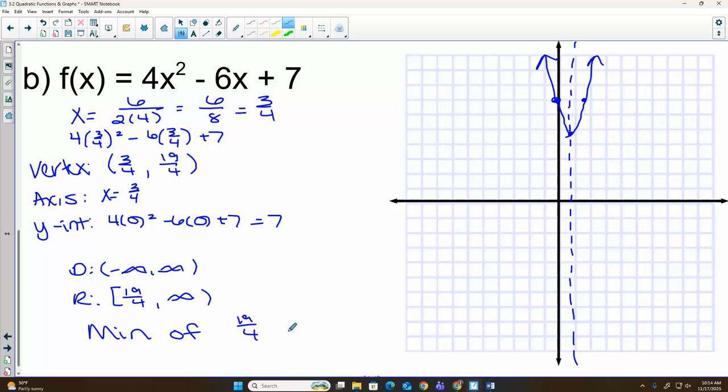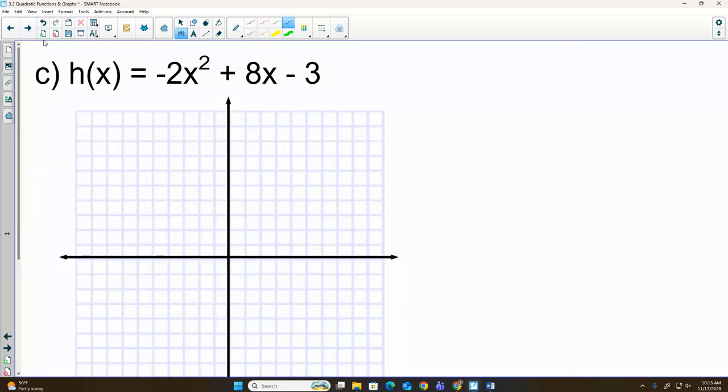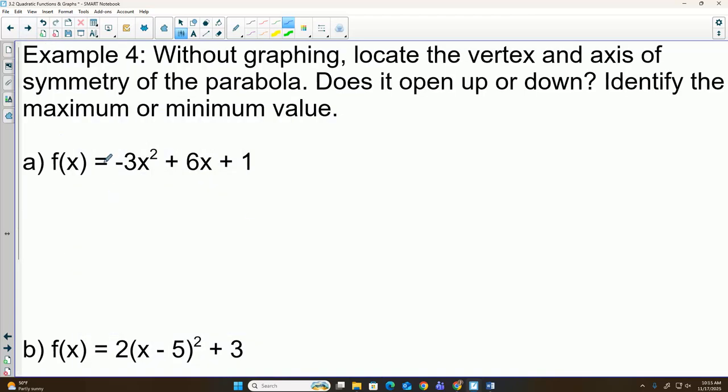Let's try one more. Actually, can I do some things out of order? I want to do this one tomorrow. I want to go and do A of this example instead. So I want to see if we can look at this equation and answer some questions.